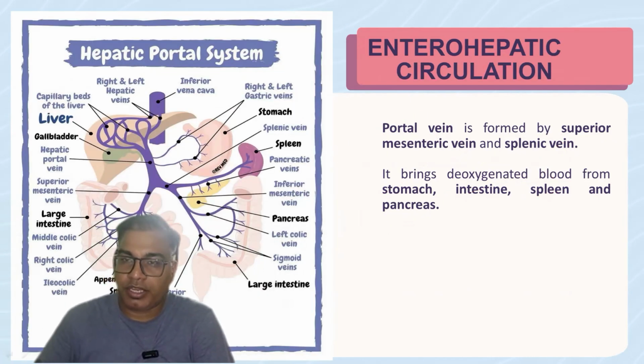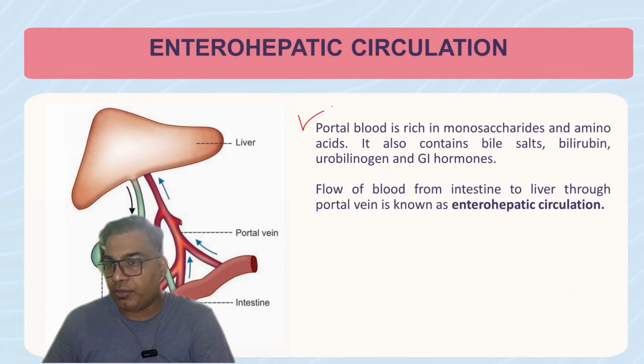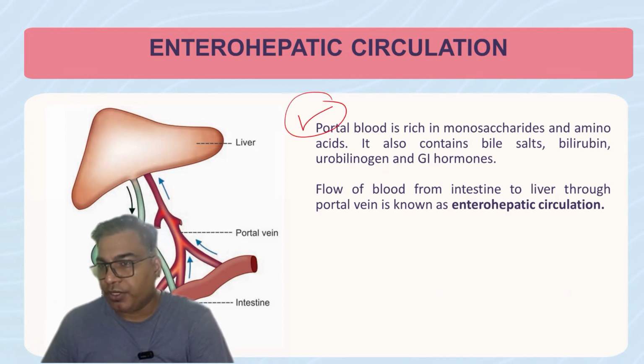This one is another diagram of the hepatic portal system or enterohepatic circulation. Now come to the importance of that portal circulation. Basically, portal blood means the blood which is carried from intestine, from stomach or spleen. This deoxygenated blood is carried towards the liver by the portal vein.